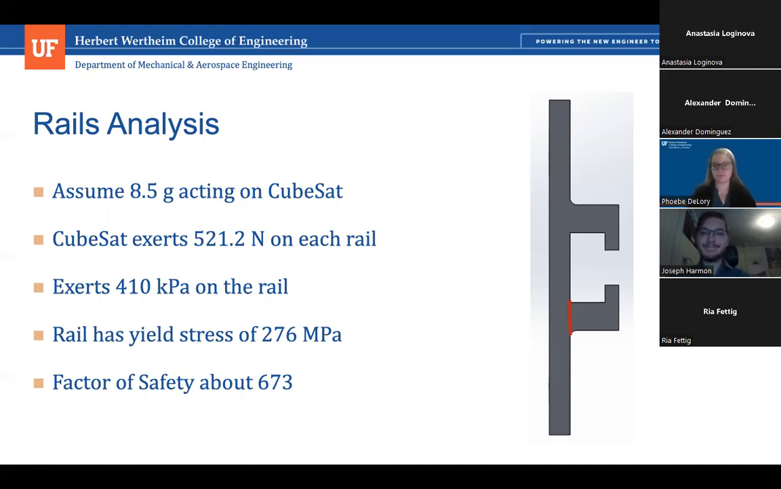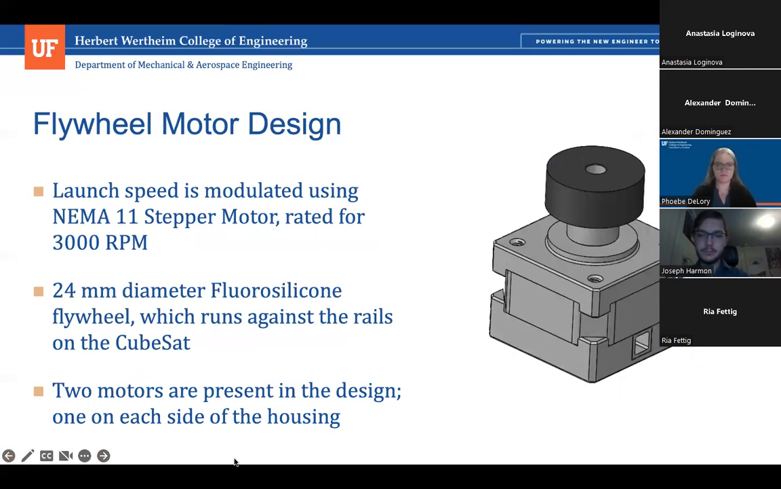I had another quick question regarding the flywheel motor design. Just out of curiosity, what is holding that flywheel to the motor shaft? A set screw. Okay. Does this get used at all while it's in space, or is it just the motor used in space?